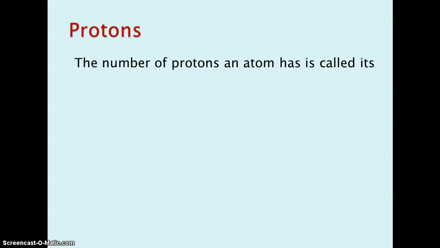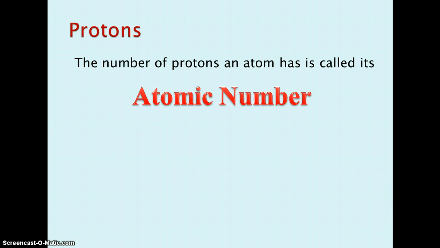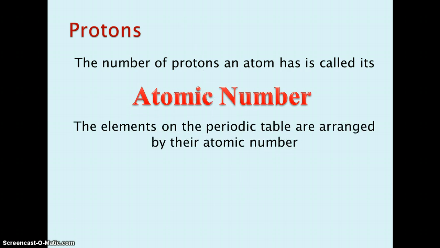The number of protons an atom has is also called its atomic number. And the elements in the periodic table are all arranged by their atomic number. You can take a look at the periodic table, and you can see it starts with the number 1, and it goes all the way through. And depending on the periodic table that you're using, you're going to end up somewhere in the 100s, maybe even farther.